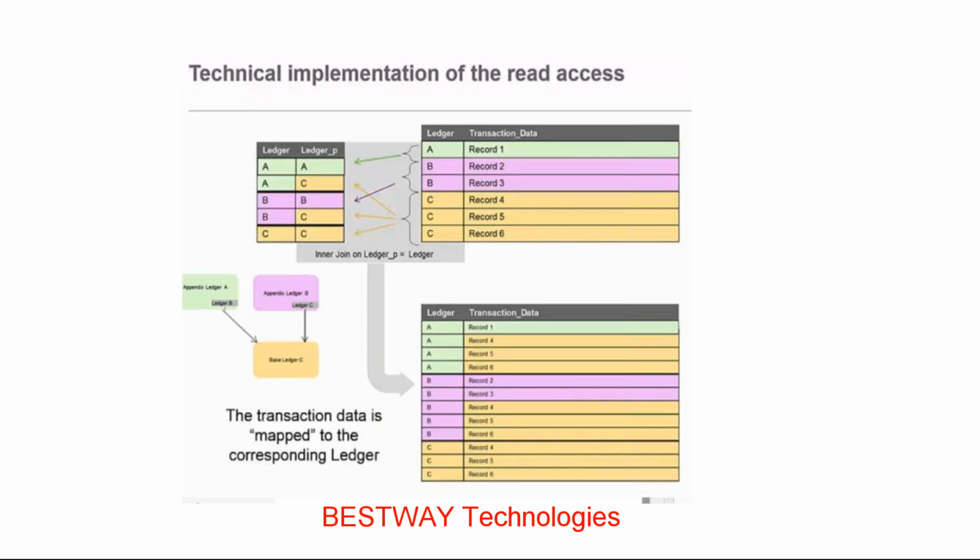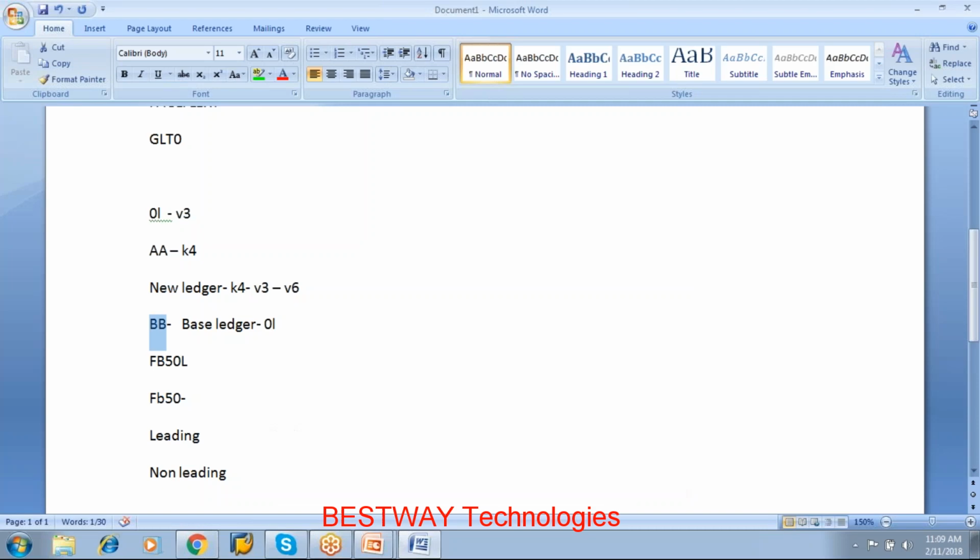Naveen, can you go back to that Word document which you were showing? Right now, for example, we have 0L as the leading ledger, then EA as a non-leading ledger, then BB is the extension ledger, an appendix ledger. The base ledger is 0L. So what I want to understand is, if I do any posting to this BB, the appendix ledger, it will show the posting of the appendix ledger and also the posting of the base ledger, correct?